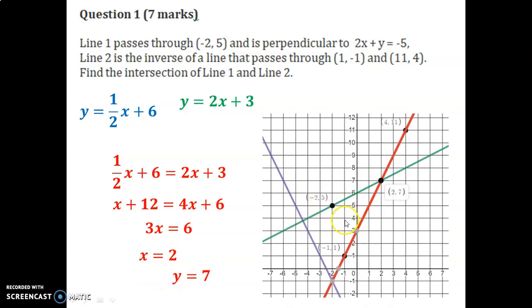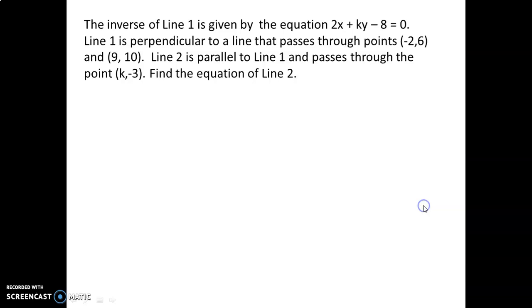Let's take a look at a graph of that. Here is the intersection. Here is the line that line 1 was perpendicular to. You can see they're perpendicular. So here's line 1, here's line 2 in red, and here's the intersection. Okay, try one.